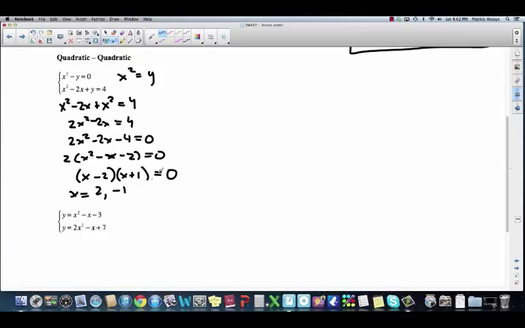Sadly, we're not finished. We need to plug those back into one of these equations. Let's do the top one. So if x is 2, I would have 2 squared minus y equals 0. So 4 minus y equals 0. Why don't you move the y over? You get 4 equals y. Okay, so one solution is 2, 4.